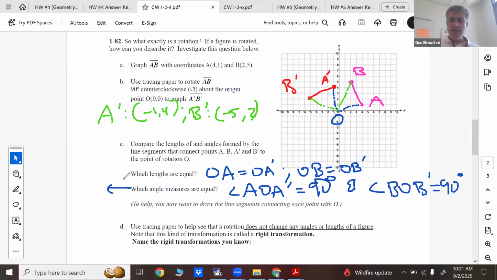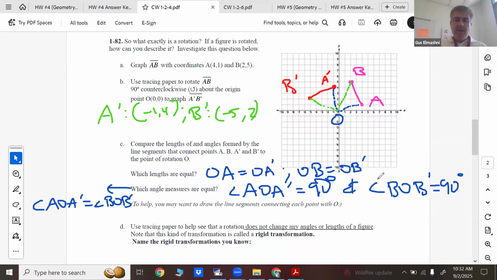So therefore, I can conclude that angle AOA prime is the same as angle BOB prime. Wait, what's that thing after 90 degrees? It's an and symbol. Yeah, my handwriting is bad. I apologize. Thank you for clarifying. Does that make sense? Those two dashed green lines are 90, two dashed blue lines are 90. To help you, you may want to draw line segments connected. That's why I did it.